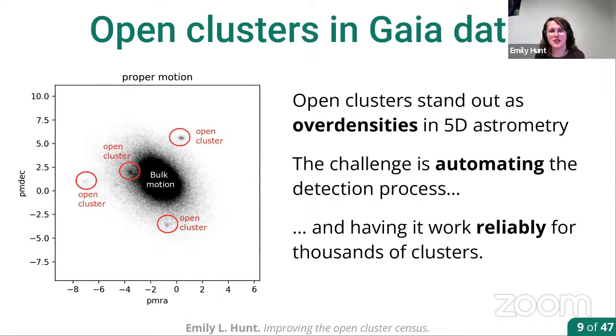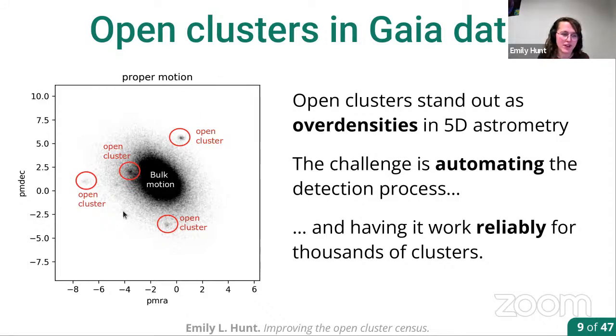As I mentioned, Gaia is really, really amazing for working with open clusters because it has all of this astrometric data, right? You've got the positions of stars, you've got their proper motions and parallaxes, and this is 5 dimensions of astrometric data for each individual star in the data set. And open clusters stand out really, really clearly within this data.